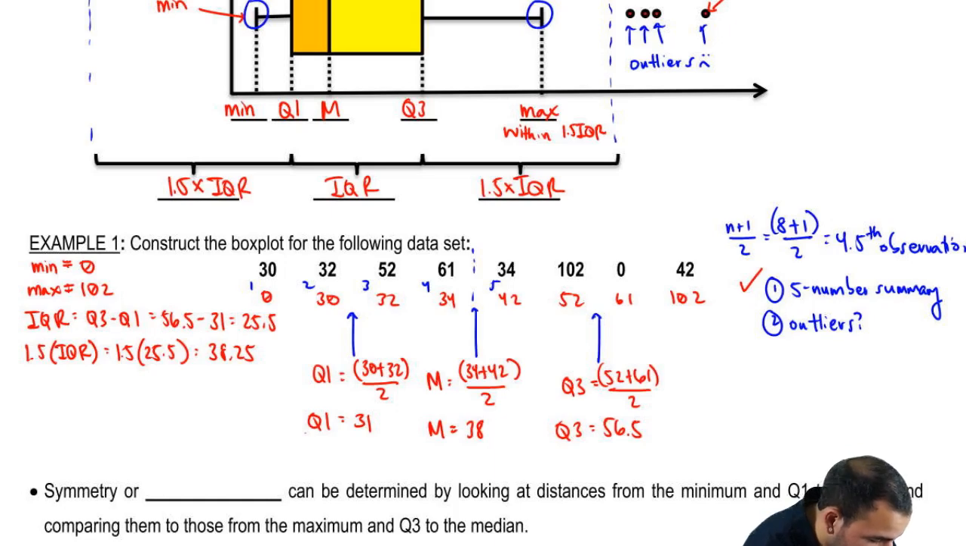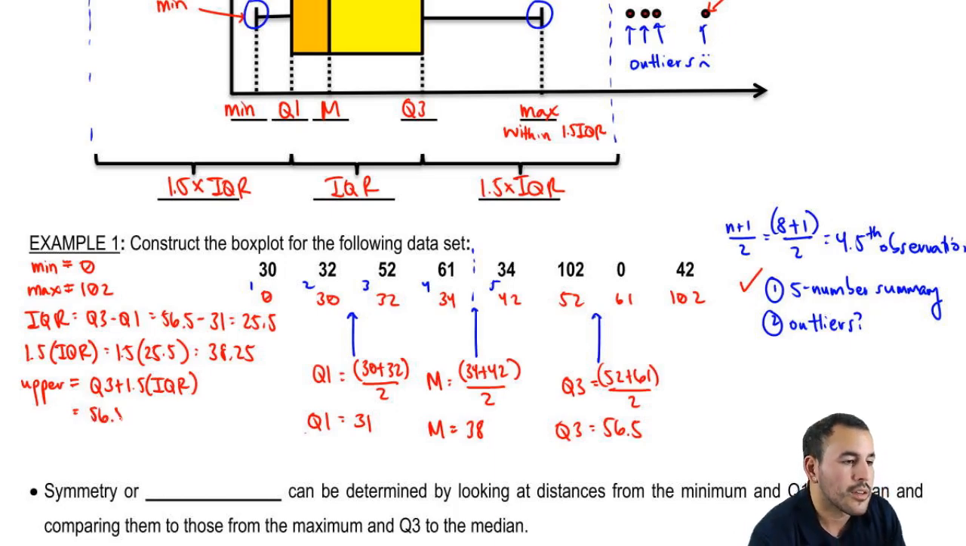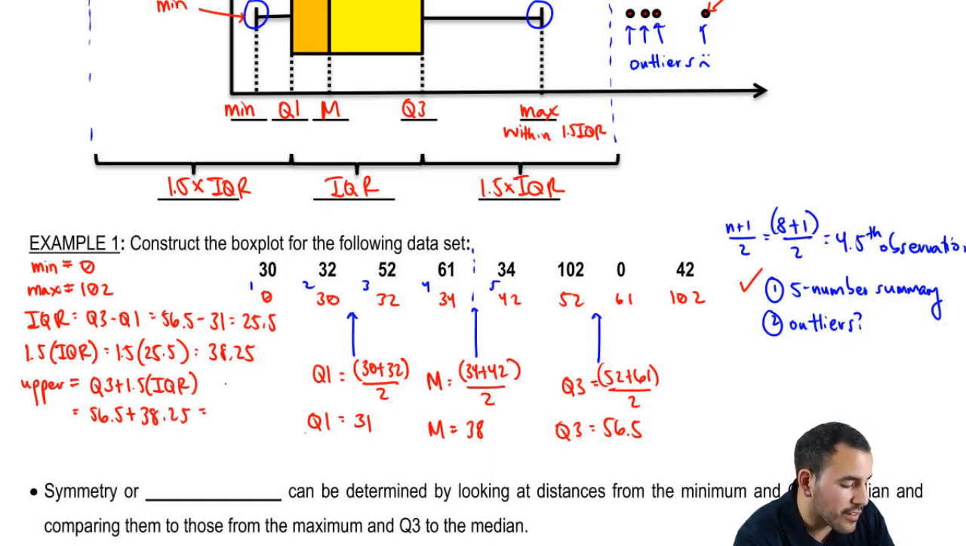So our upper fence, or our upper limit, is going to be equal to Q3 plus 1.5 times IQR. So Q3 was 56.5 plus 38.25. So we end up getting 94.75.